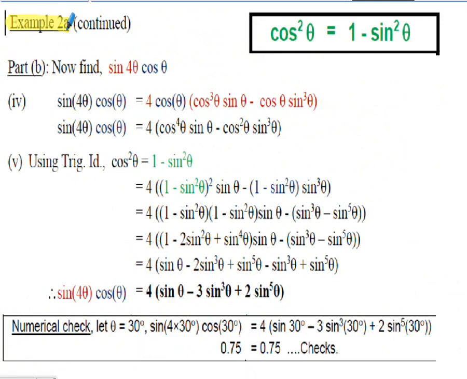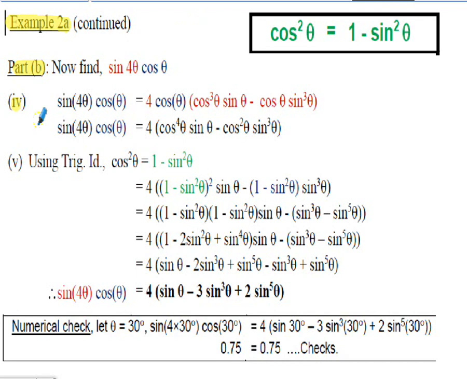Example 2a continued. Now looking at part B. We're asked to find the identity for sine 4 theta multiplied by cos theta. So in step 4 we're going to make use of the solution from part A.